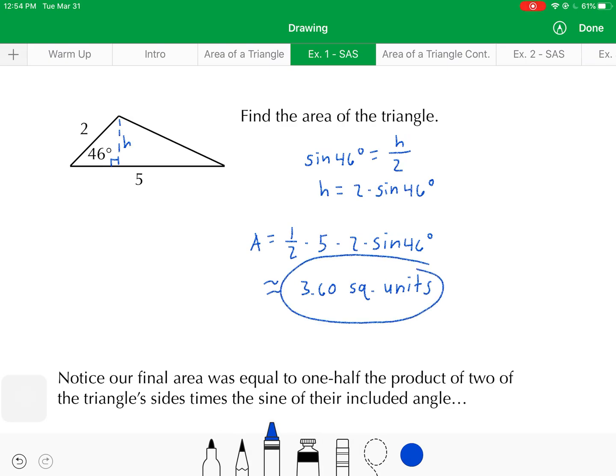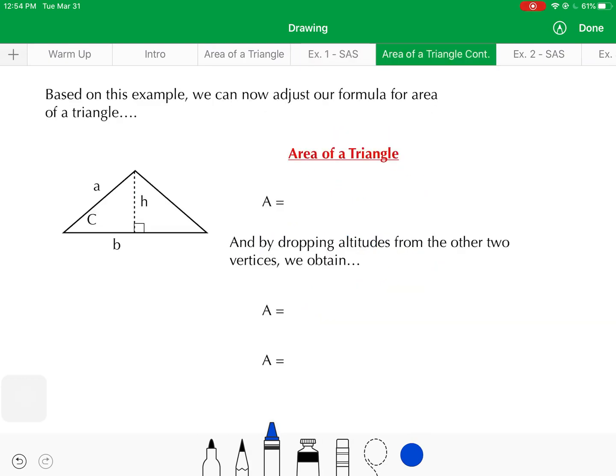Okay. All right, now notice that final area was equivalent to the product of our 2 triangle side lengths that were given multiplied by the sine of that included angle. So knowing that, we can adjust our area formula slightly.